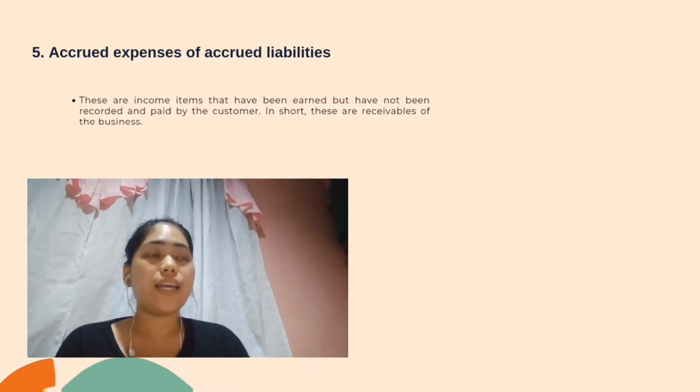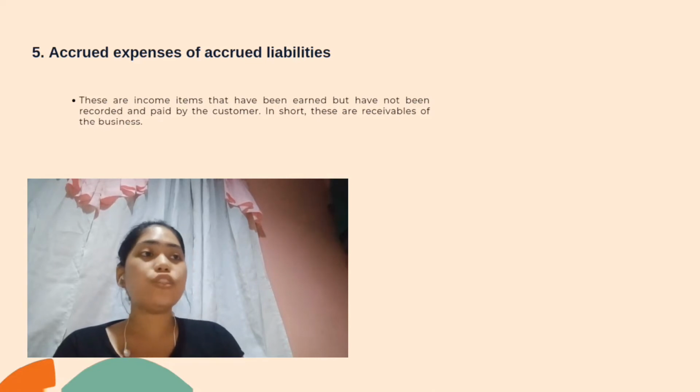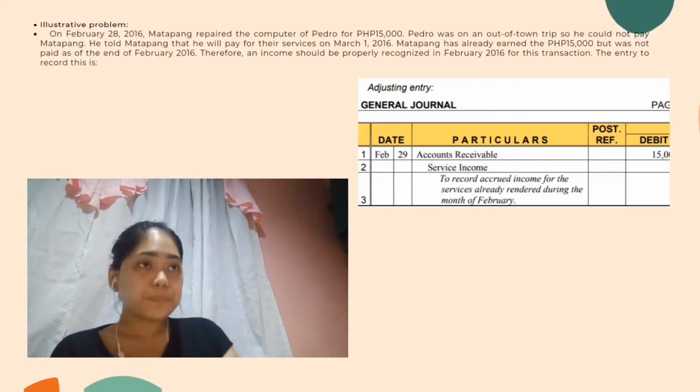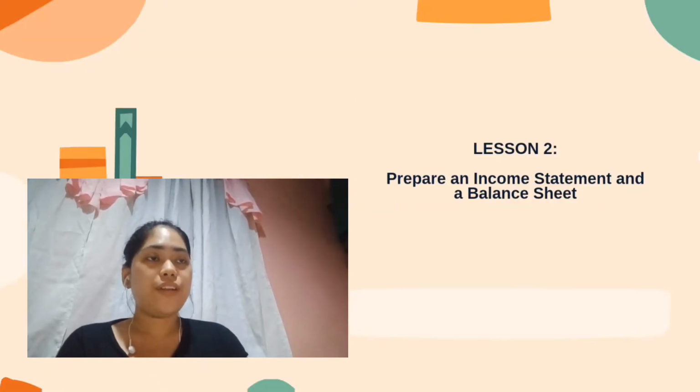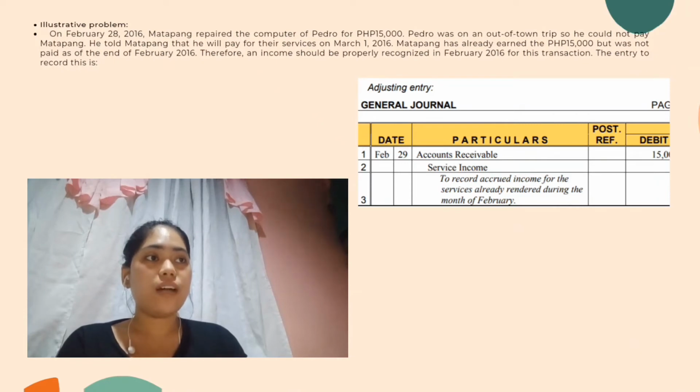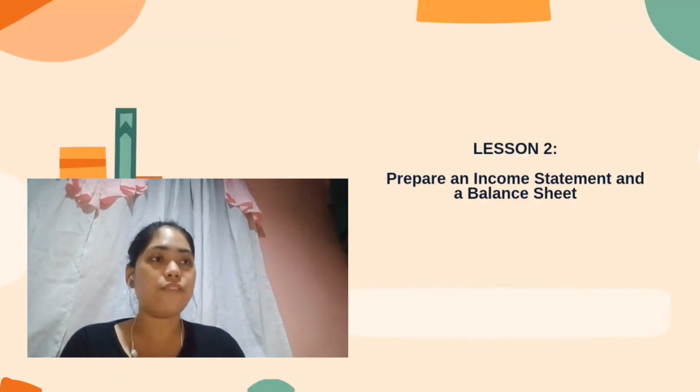So the last source of adjusting entries, we have the accrued income or accrued assets. These are income items that have been earned but have not been recorded and paid by the customer. In short, these are receivables of the business. Illustrative problem. On February 28, 2016, Matapang repaired the computer of Pedro for 15,000 pesos. Pedro was on an out-of-town trip, so he could not pay Matapang. He told Matapang that he will pay for the services on March 1, 2016. Matapang has already earned the 15,000 pesos but was not paid as of the end of February 2016.